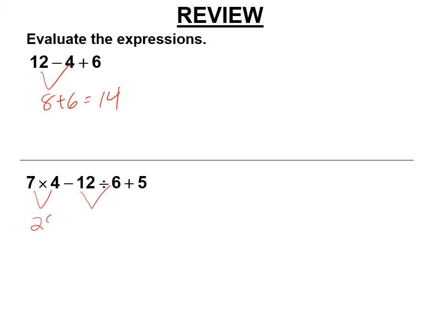7 times 4 is 28. 12 divided by 6 is 2. Now we have this minus, we have this plus, we have another tie. 28 minus 2 is 26, plus 5 is 31.